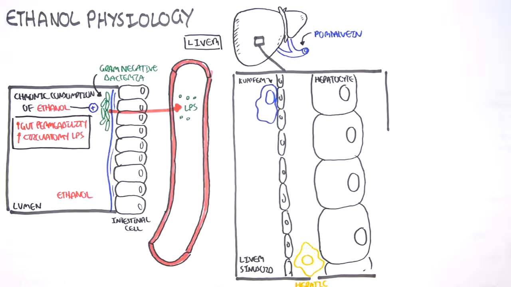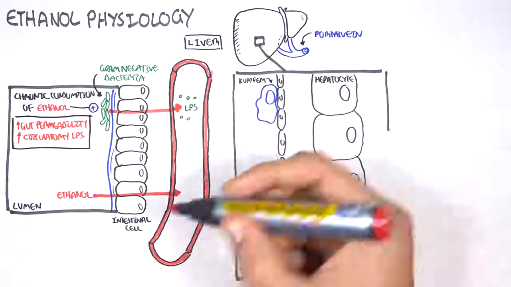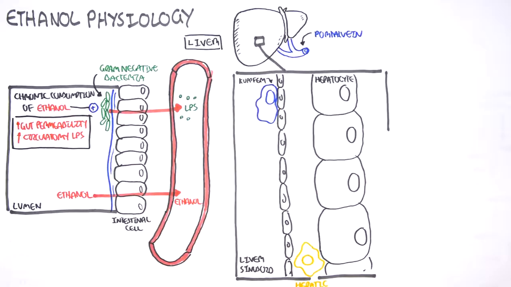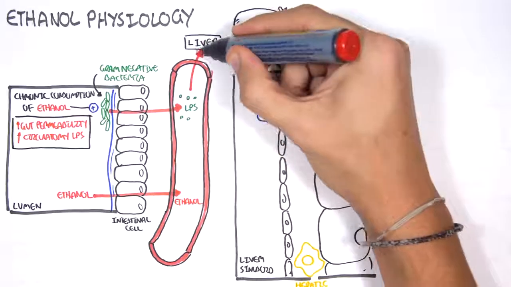But first, let's go back to the gastrointestinal tract. Ethanol, of course, is absorbed in the gastrointestinal tract, mainly in the stomach and the small intestine. Okay, so let us now look at the effects lipopolysaccharide, LPS, has on our body.